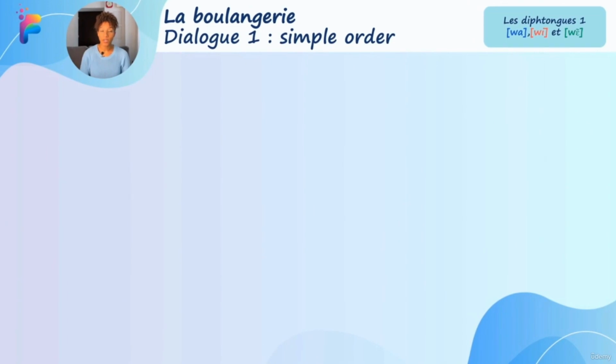Our first dialogue, how to make a simple order. The blue part is the baker part, my part, and the red part is the customer part. So it's yours. What I'm going to do, I'm going to read fully the dialogue first and then we're going to try to do it together.